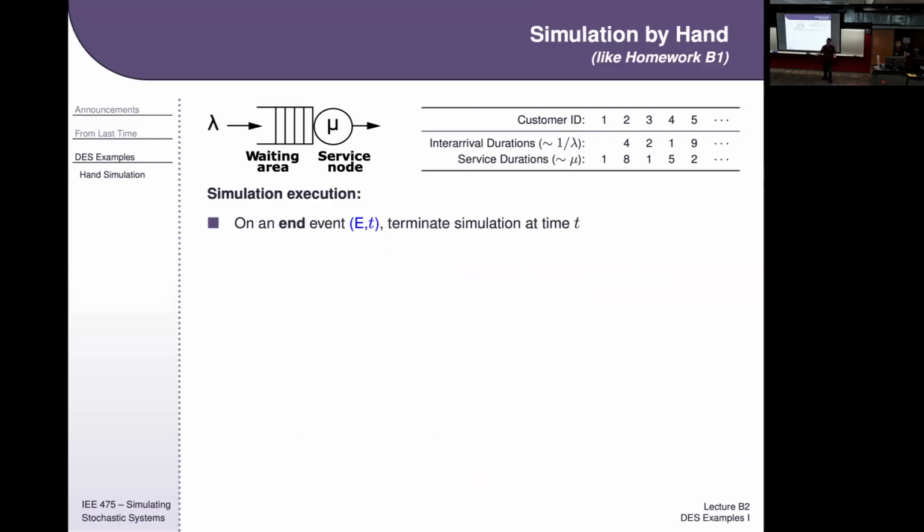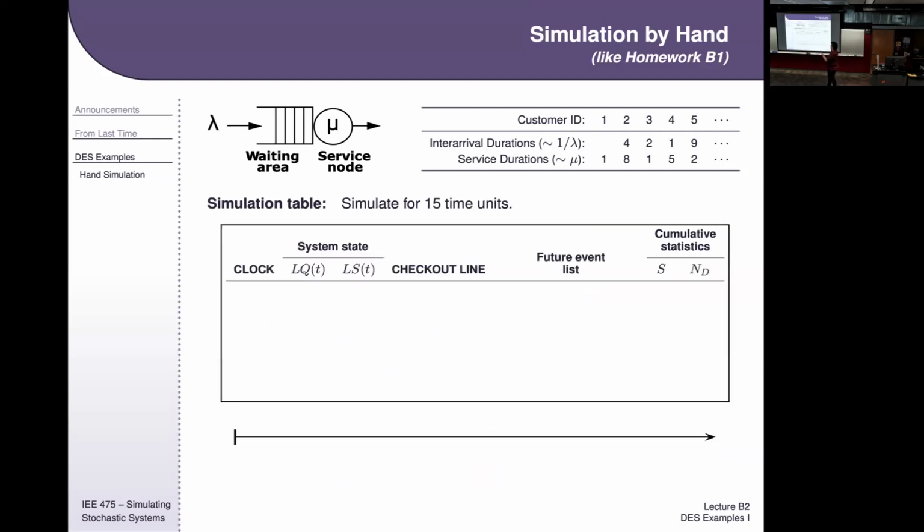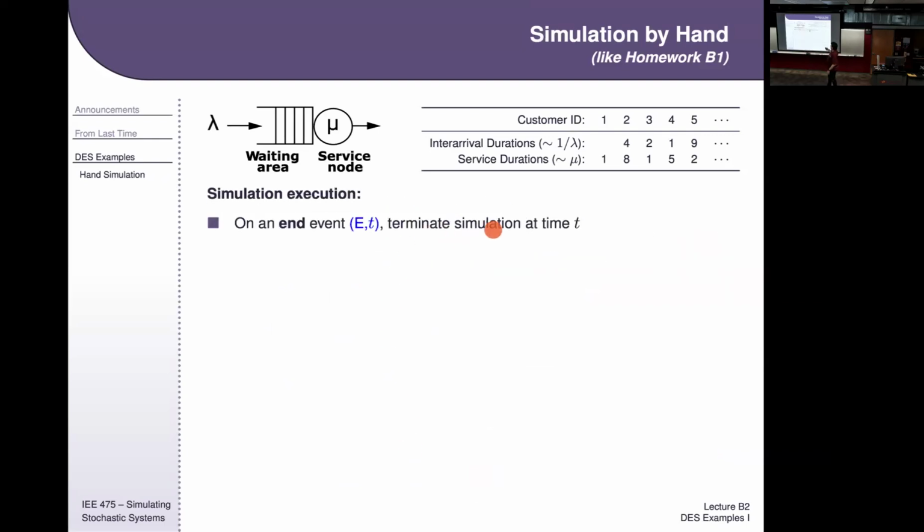And then the last thing I could process is the end event. So if the next event in the future event list, as I start running this, is the end event, then I pretty much just terminate. There might be other statistical things I might do. I might divide ND by S to generate some other stat, or divide S by ND to get some average stat or whatever. But for the hand simulation for the homework, you just end.